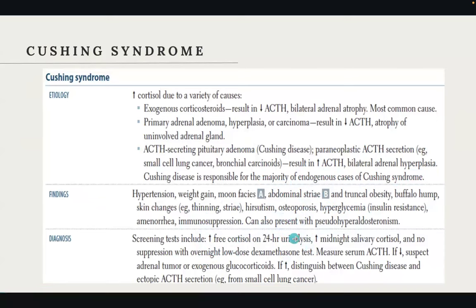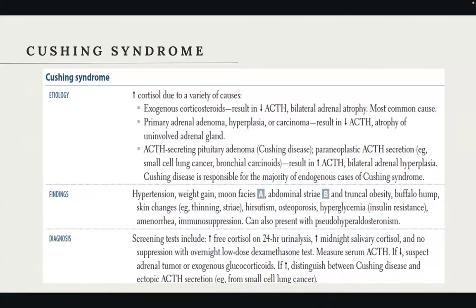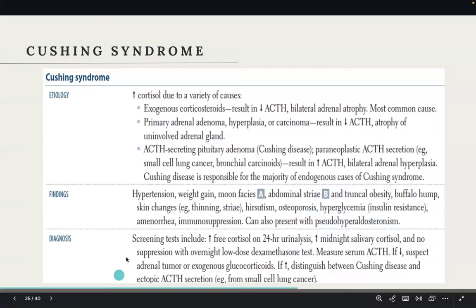Osteoporosis, again, like we said, it's going to decrease bone formation, and immunosuppression because, again, we said cortisol is an immunosuppressant. This is what they mean with pseudo hyperaldosteronism. Again, it's not hyperaldosteronism specifically, it's high cortisol. But because it's binding to the aldosterone receptors, it's going to have aldosterone effects, which is why it's called pseudo hyperaldosteronism. It's basically fake hyperaldosteronism.